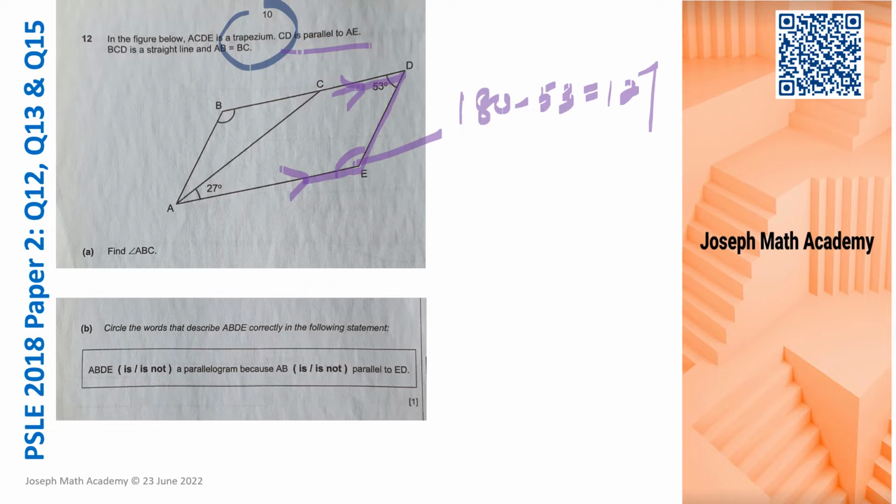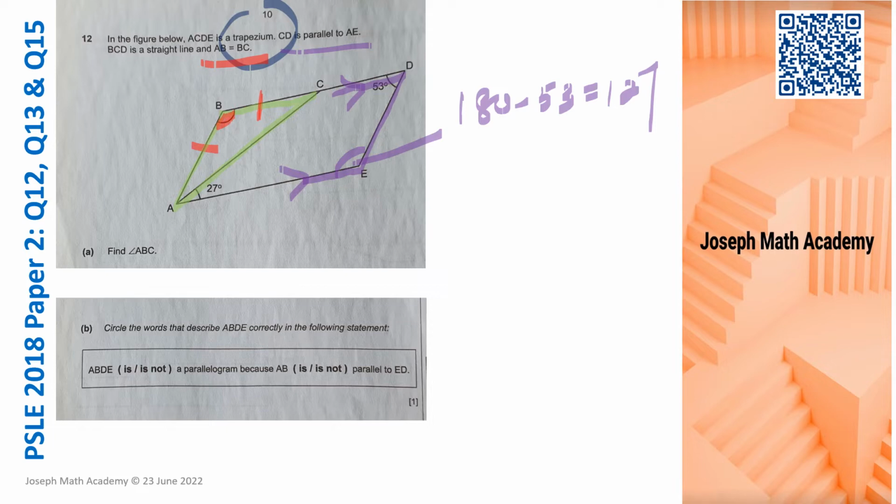Now, we also are given another information. AB is equal to BC, meaning this is isosceles. All right, okay, and that is isosceles. So all we need to do, we need to have one particular information in order to get this angle here that we need to find.